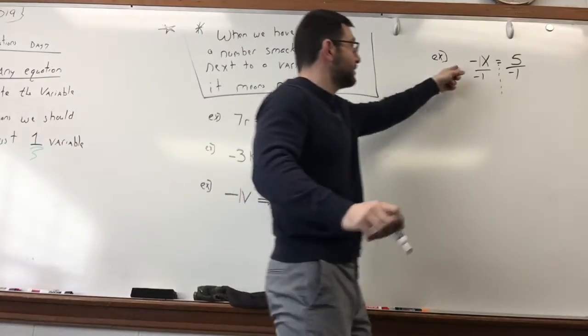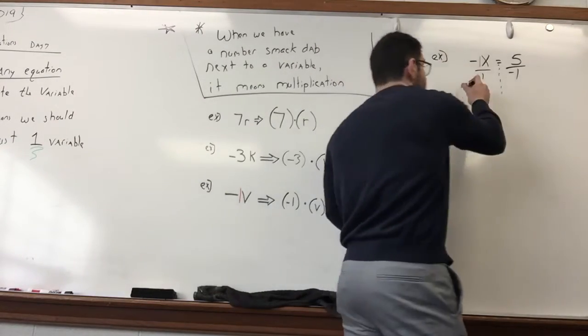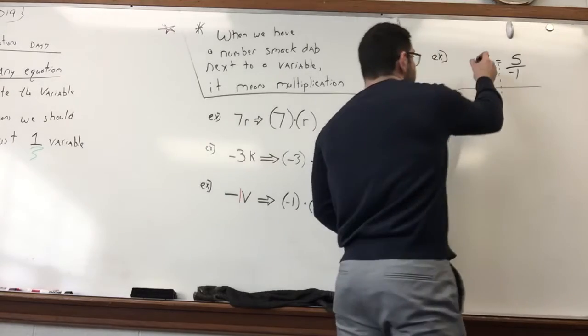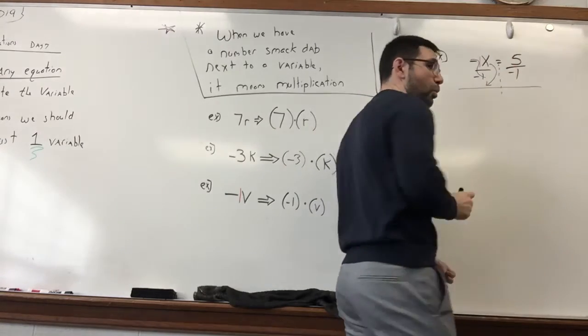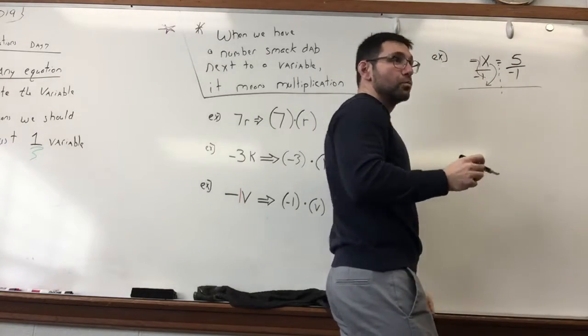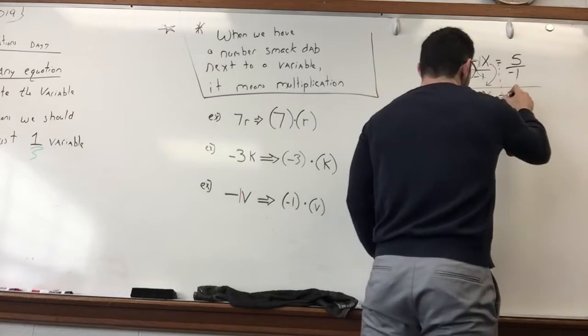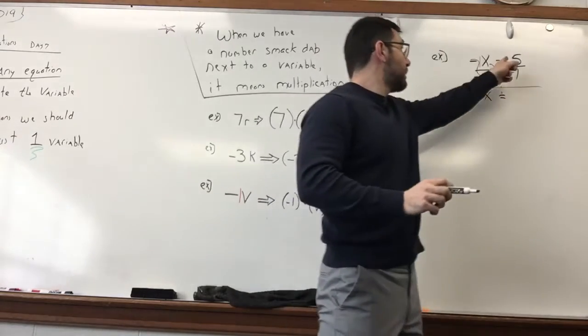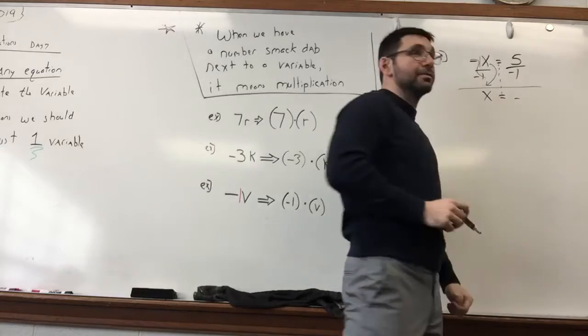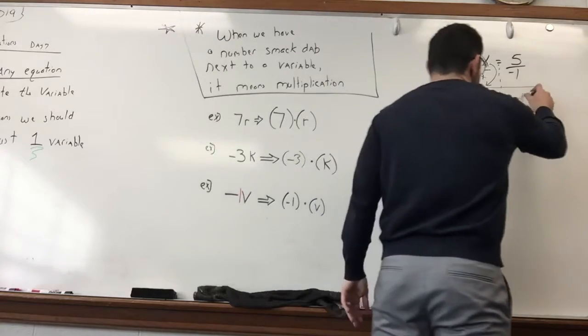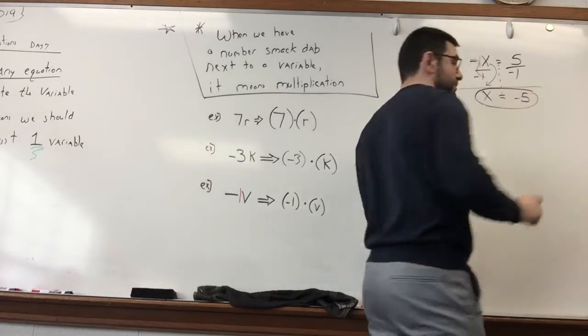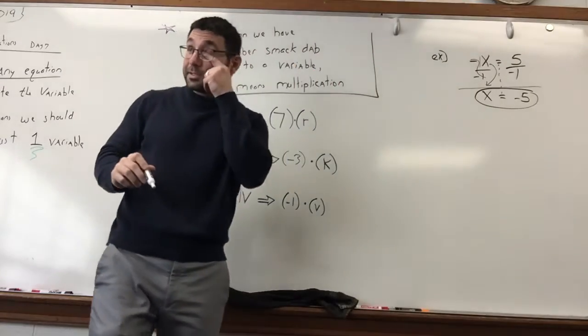A negative divided by a negative is positive. 1 divided by 1 is 1. Well, 1 what? 1x. Because our goal is to isolate that. A positive divided by a negative is negative. 5 divided by 1 is 5. Questions there?